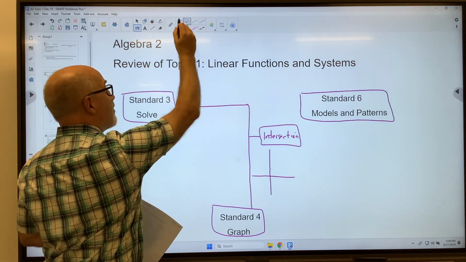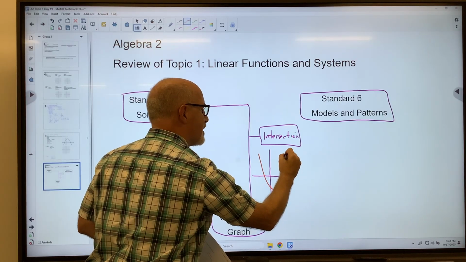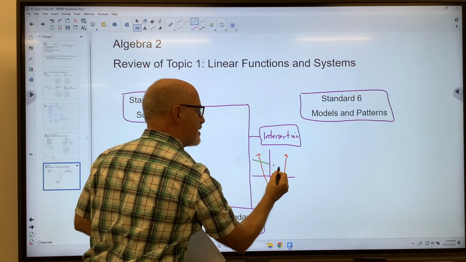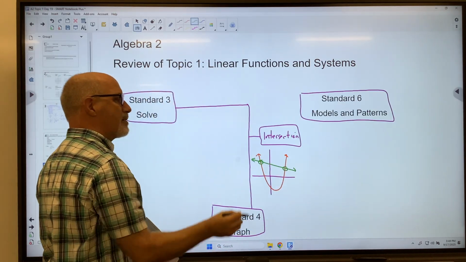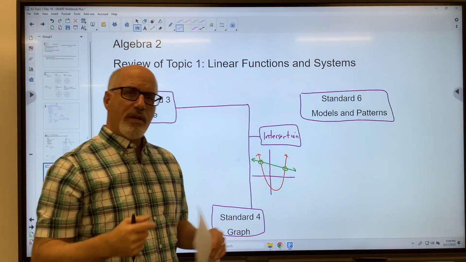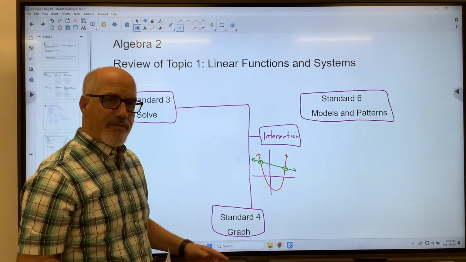Or maybe we have a graph of a parabola. The parabola looks like this, and then we have a line that gets drawn like this, and the intersection of those are these two points. So you're looking to find the x and y values where they intersect to solve using graphing.